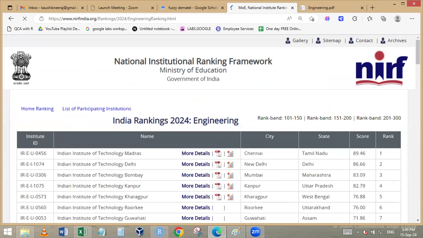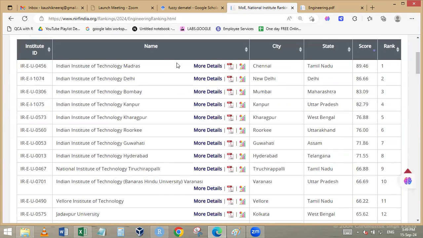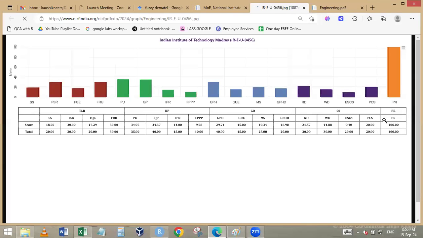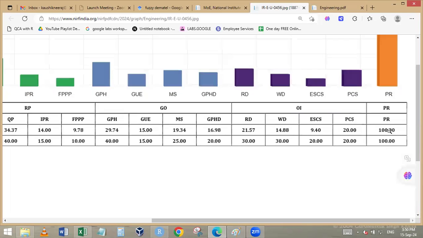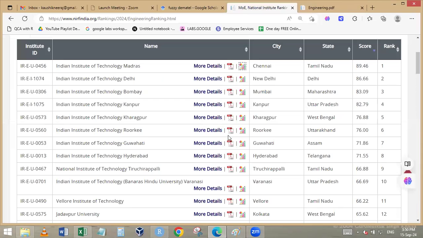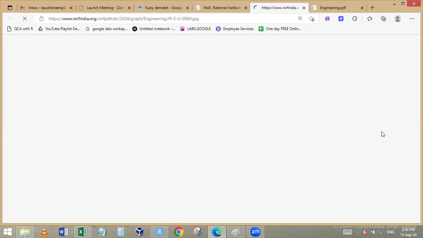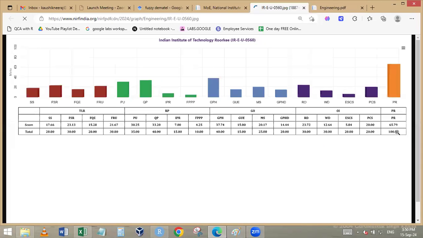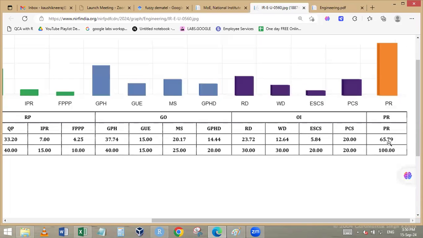In engineering, the topmost is IIT Madras. So how do they get the perception? They sent it to all sorts of academicians and industry people and asked them to please tell us about these issues. So what is their perception rank? IIT Madras, 100 out of 100, right? And if you see any other, let's say IIT Roorkee, what is their perception? Their perception is 65 out of 100.